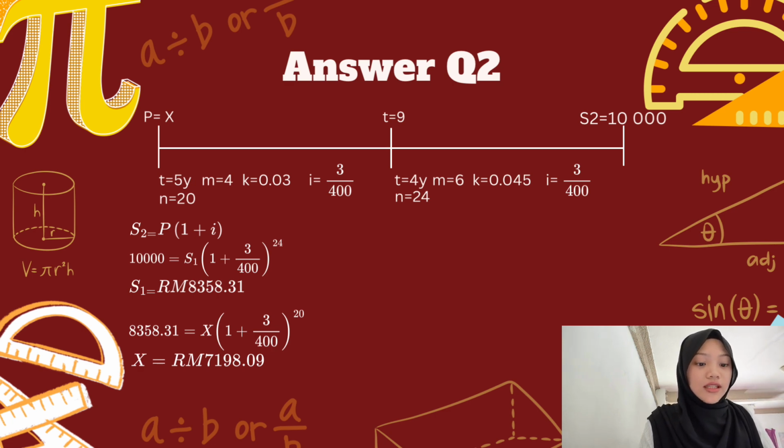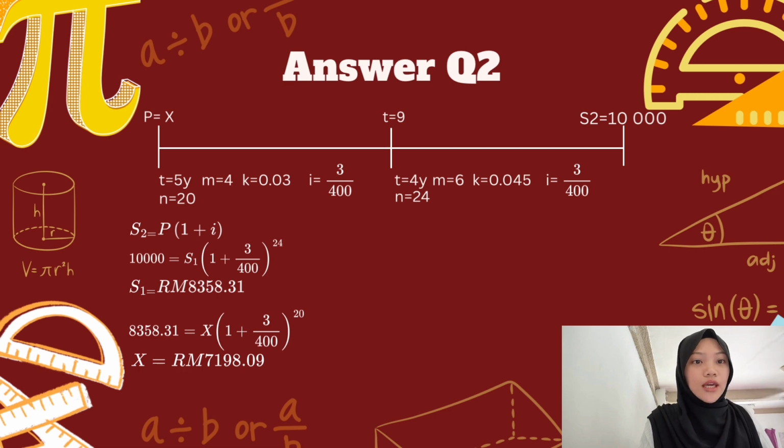And after that, we can find the I and also the M. I equals K over M. The K is 0.03 over M, 4, so we can get the I value is 3 over 400. And the formula for N is N equals M times T. M, 4, times the years, the time, 5, so we can get N, 20.